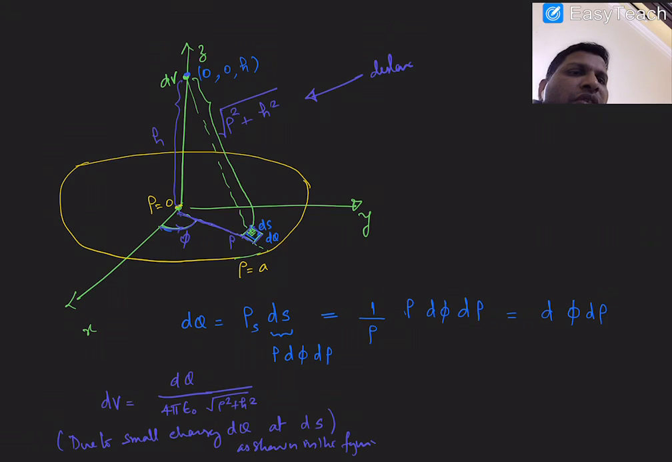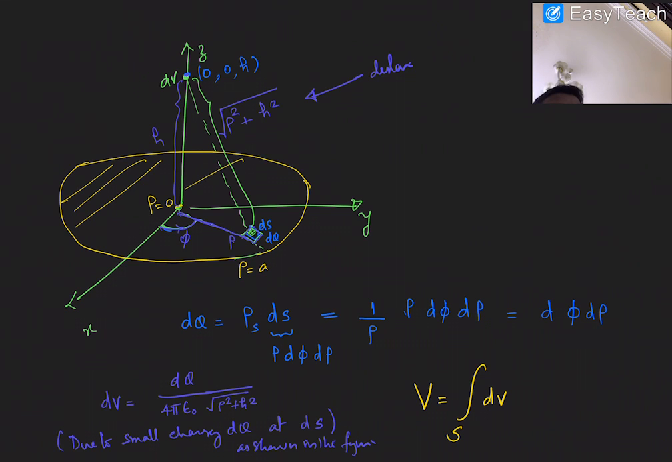So this is the distance. Now to find the total voltage, to find the V, we have to integrate dV over the whole surface, because this is a circular disc, so it has the surface area S. So we have to integrate over the whole surface area, then we will get the total effect. So what you have to do, V is equal to integral dV over the whole surface.